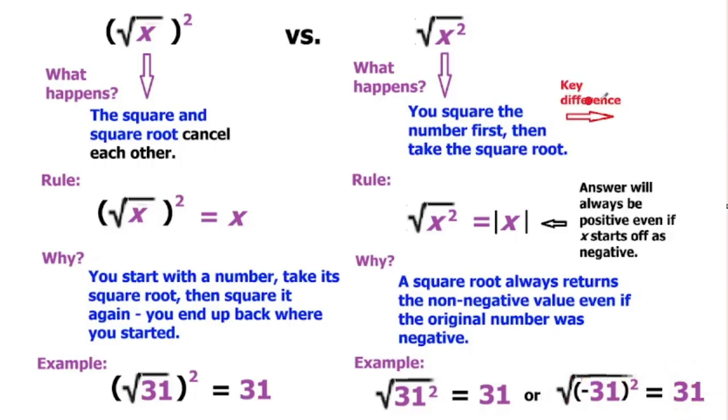So the key difference is they behave differently. This is the key here. They behave differently because the order of operations is different. Here we do the squaring first, then we take the square root. Here we're doing the square root first and then we square it. So that's the key difference.